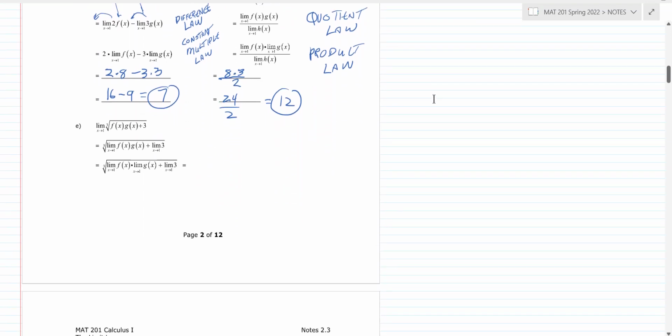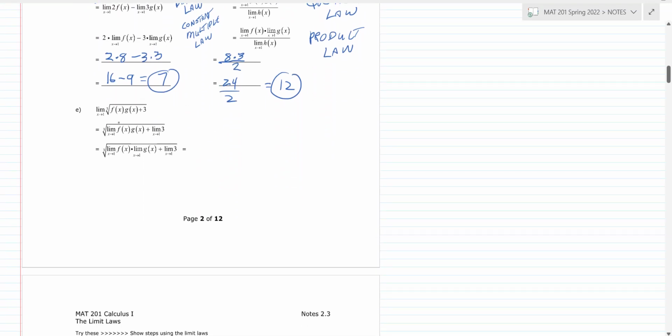Okay, one last example. And this one I'm using several laws. I'm first of all using the root law. So notice what I did is I'm just doing the third root of the limit, and underneath that I'm really using the sum law at the same time. So I kind of combined some rules here. So I've got the limit of f of x, g of x, then plus the limit of 3. All right, now I can work all these things out.